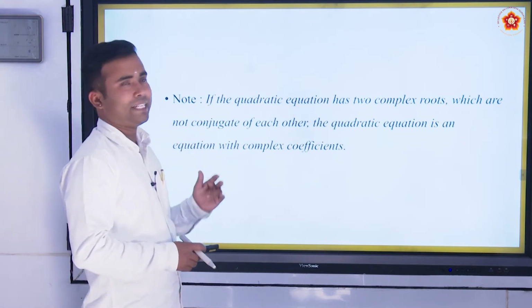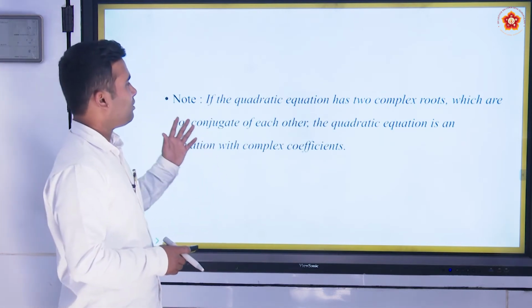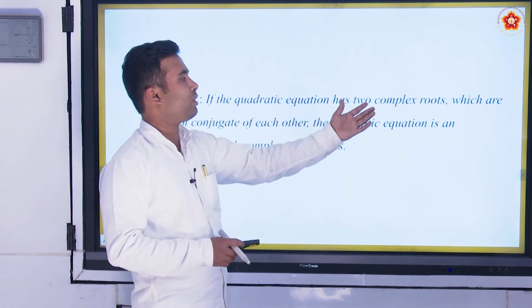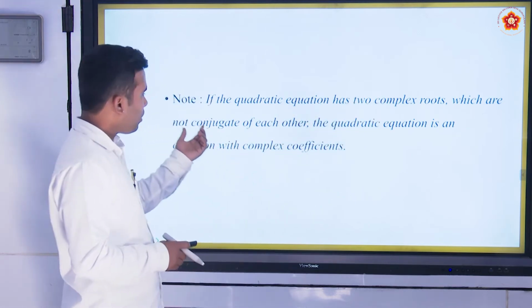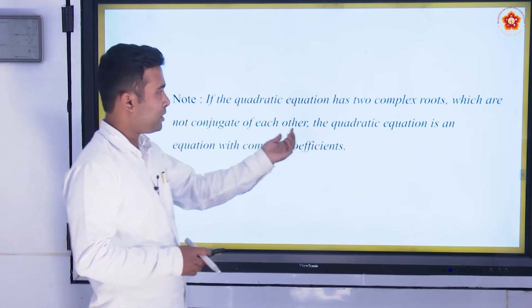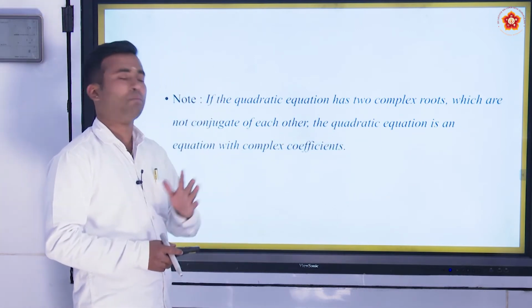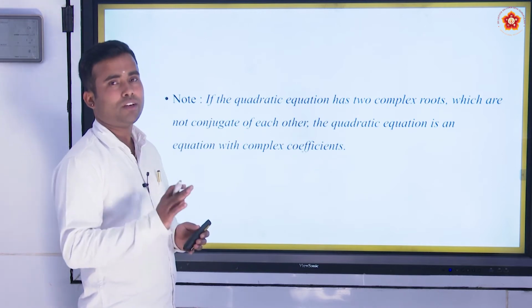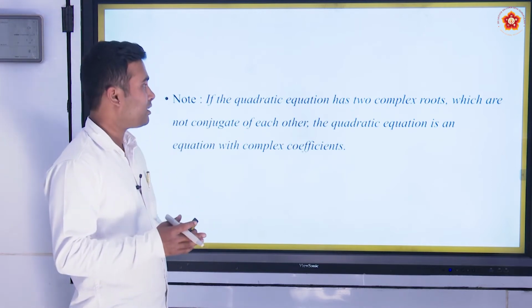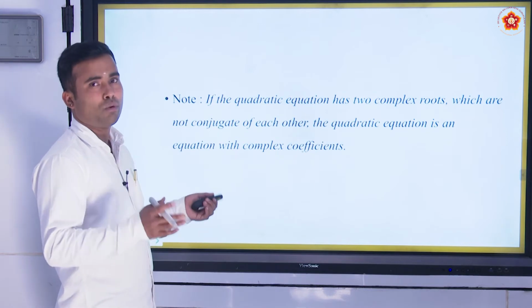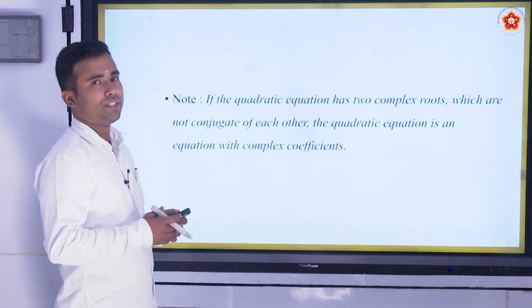From that example we can state that if a quadratic equation has two complex roots which are not conjugates of each other, simply we can say the quadratic equation is an equation with complex coefficients. It is just complex coefficients, nothing more than that, if the roots are not complex conjugates of each other.